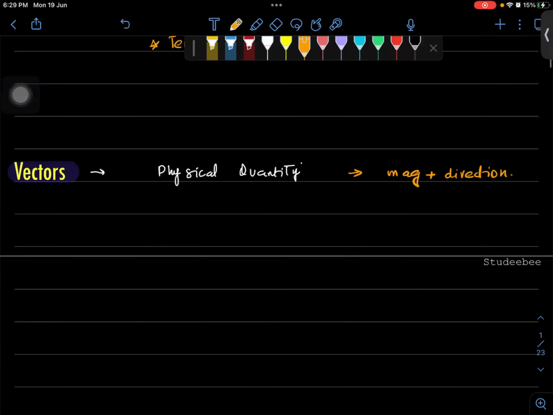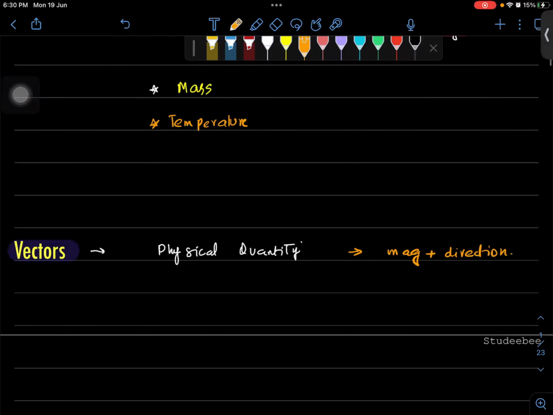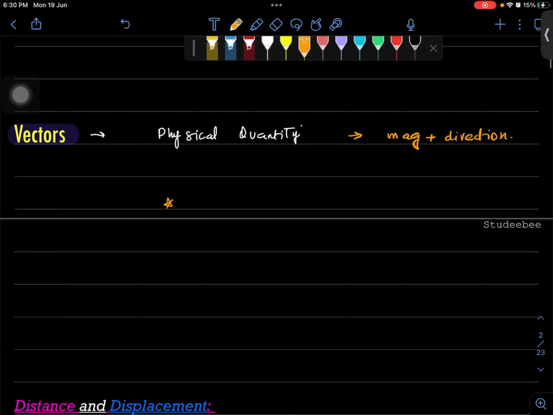लेकिन vectors के पास direction भी मौजूद होती है. जैसे कि weight है. It will be a vector. अब weight क्योंकि vector है, इसकी क्या direction है? Now, before we get to know the direction of weight, हमें पता होना चाहिए कि weight होता क्या है? Earth की gravity का pull on a mass.